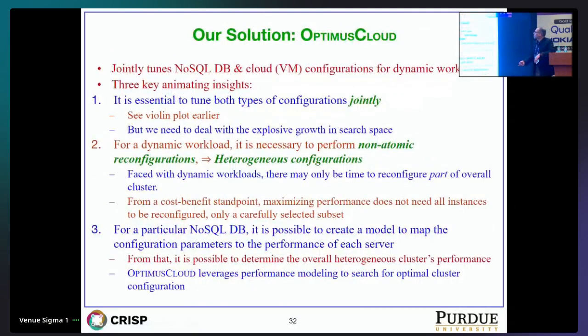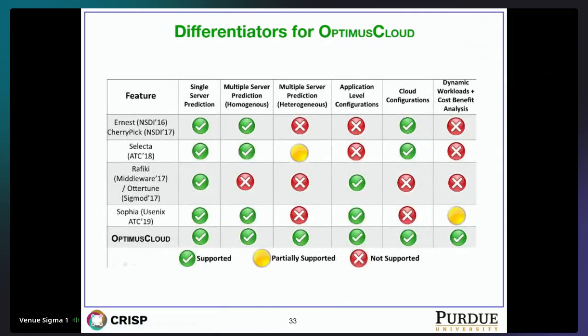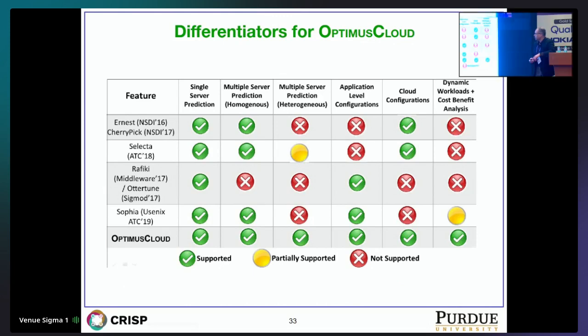All right. So that's our solution, Optimus Cloud. And then this is your traditional bragging chart that you have in your papers, which shows you have a tick for all of them and no other prior work has a tick for all of them.